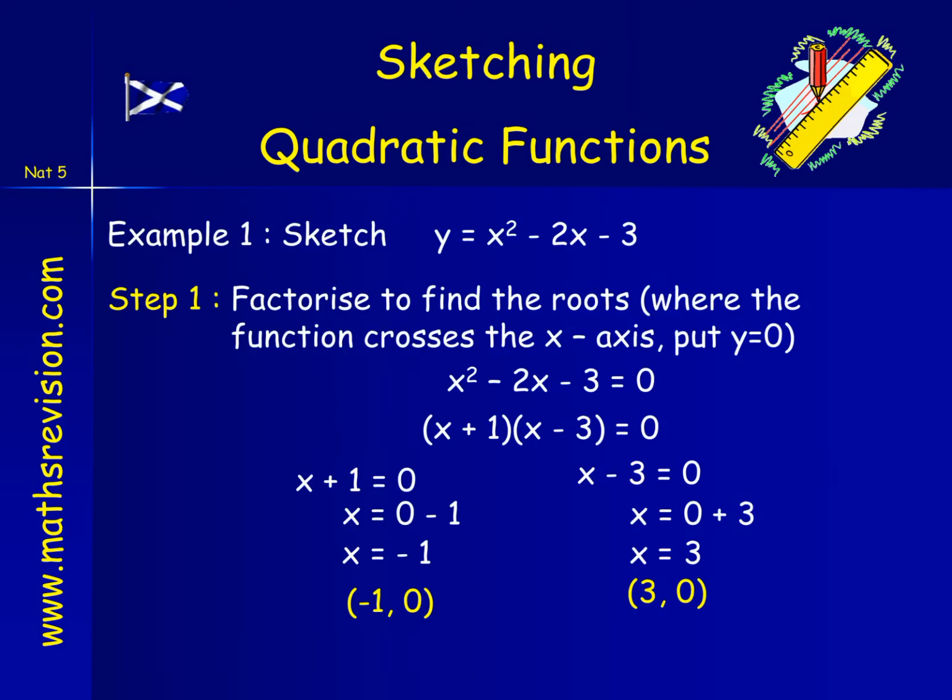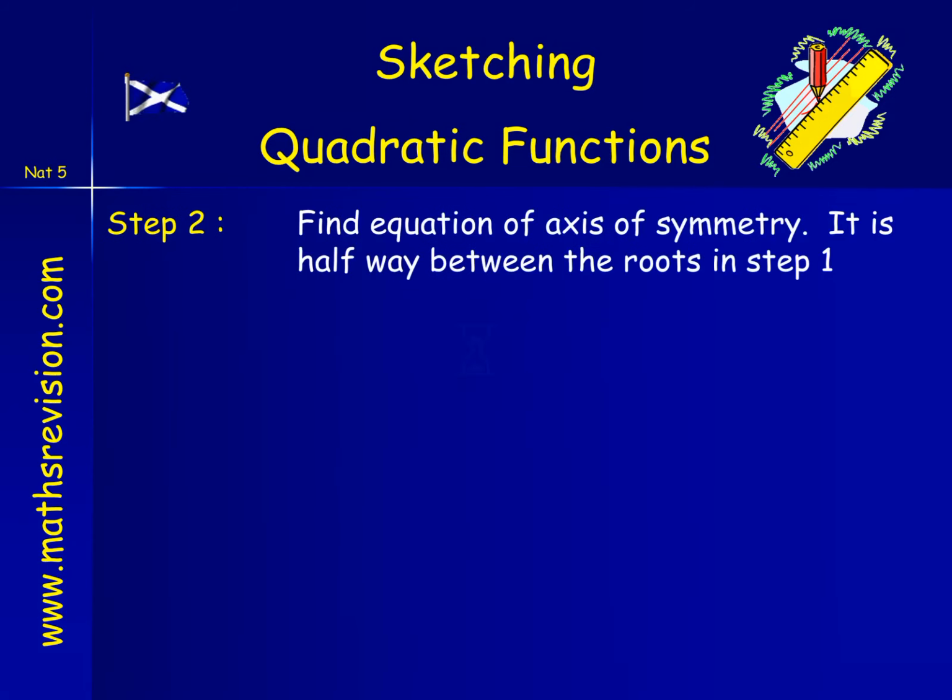Okay. Step 2, find the equation of the axis of symmetry. The axis of symmetry is always halfway between the roots. Now, the roots that we've just worked out are -1 and 3. Well, what's halfway between those two numbers? The numbers are easy to deal with. It would be the number 1.